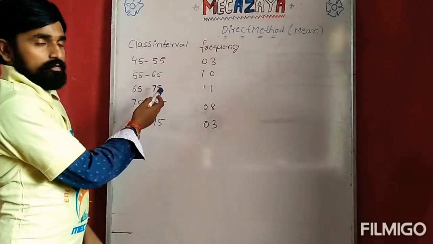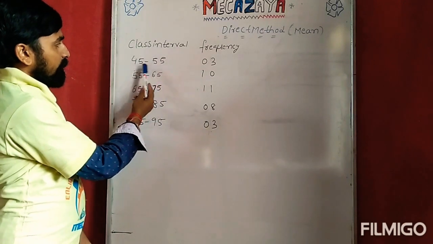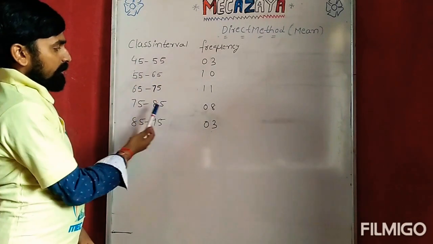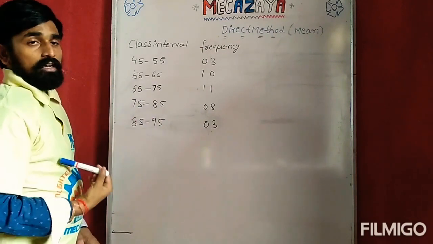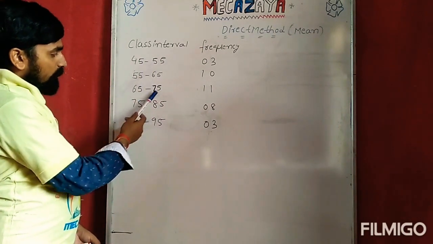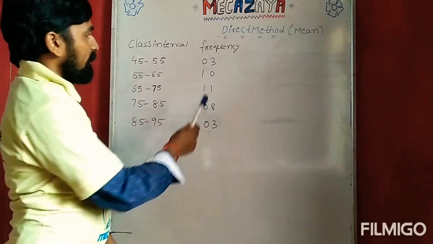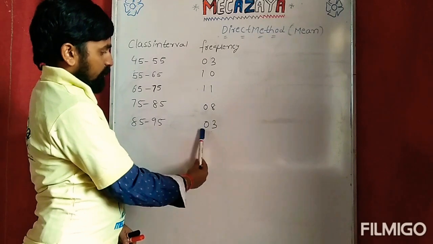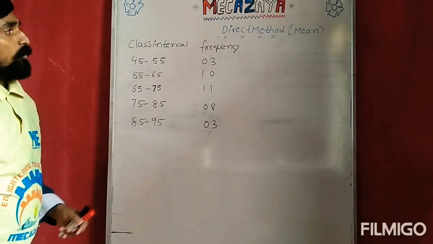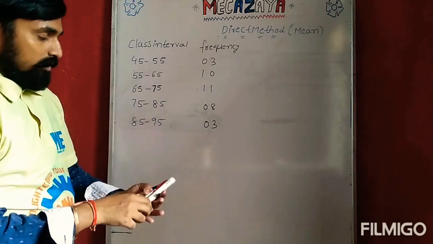First, I have chosen this question: class intervals 45 to 55, 55 to 65, 65 to 75, 75 to 85, 85 to 95. They are called frequencies: 3, 10, 11, 8, 3. This is given. How do we solve the direct method for the mean?